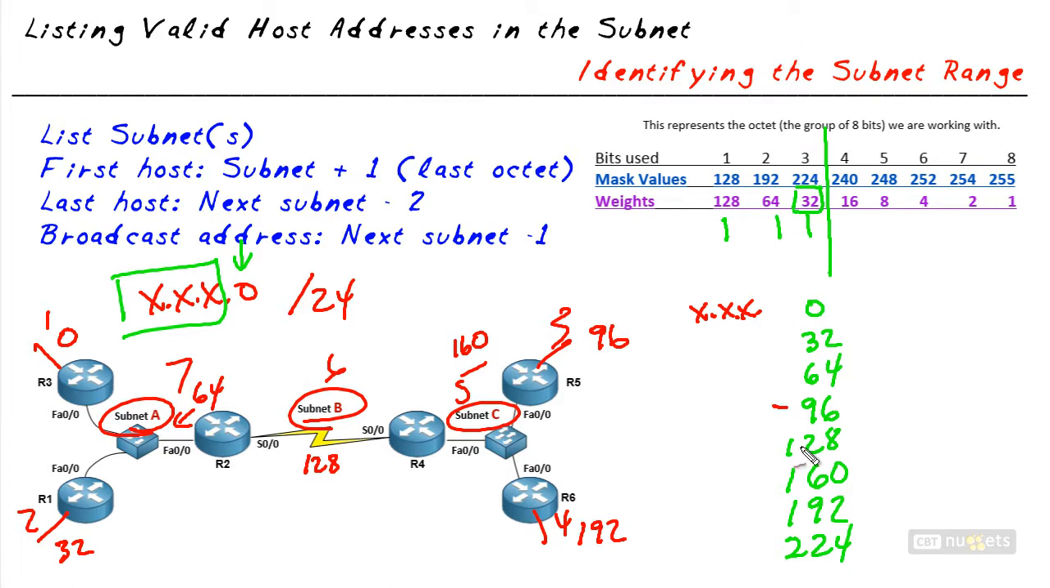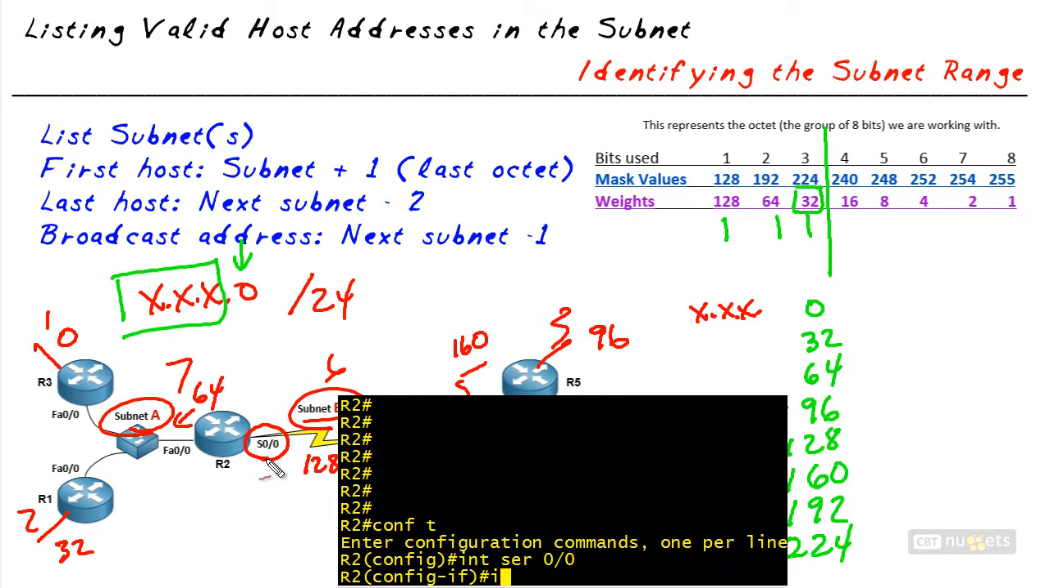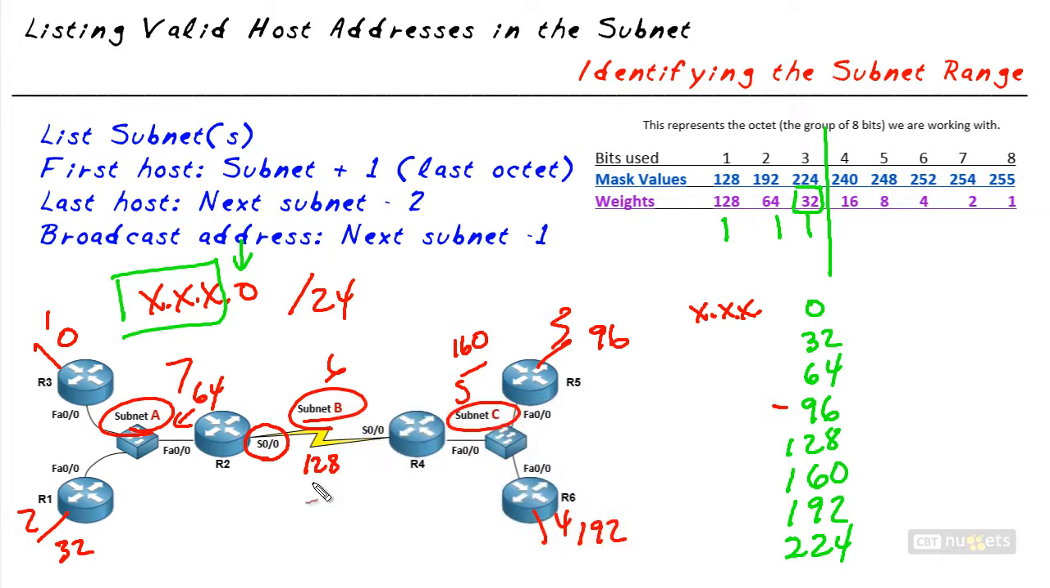So let's say we've identified these subnets, we know where we're going to put them, and we want to go and configure an interface. For example, let's take a look at serial 0/0 on router 2. We go into interface configuration mode, we want to configure the actual IP address, and then we realize, oh my goodness, what are the valid IP addresses that are on subnet 128? And the focus of this video is to walk you through the very straightforward process of identifying exactly what the valid IP addresses are for subnet 128.